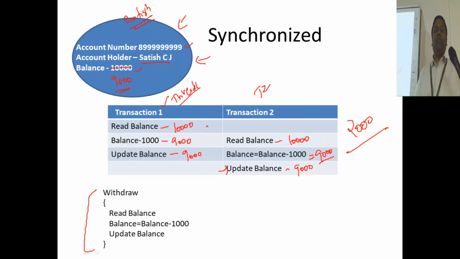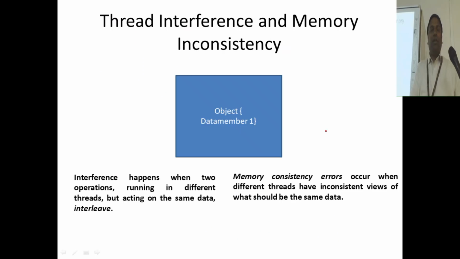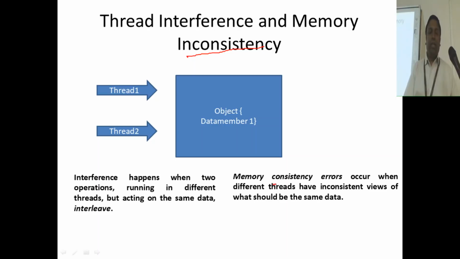What do you mean by thread interference? Both these threads are executing the same function in an interleaved fashion. I execute one step, you execute one step. And it happened because whatever updates were happening to this balance were not available to transaction 2. Thread 2 was not aware of what updates were happening in thread 1. So that is the issue. And these are the problems: thread interference and memory inconsistency, or they call this memory consistency errors.